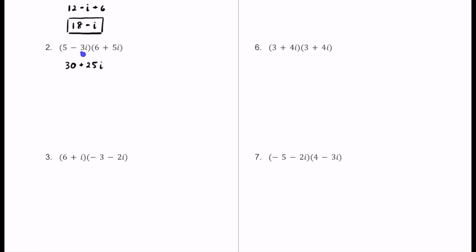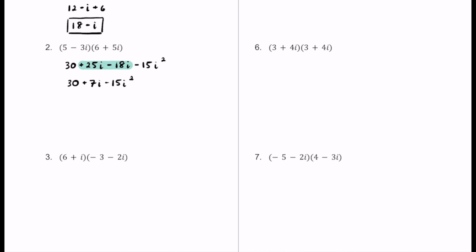Then we're going to take -3i times 6. And that's going to be -18i. And then -3i times positive 5i. That's going to be -15i squared. Right, so in the middle, just like with quadratics, we have two of these like terms. So let's go ahead and combine those. So 25i minus 18i, that's going to be positive 7i. And then we have this minus 15i squared afterwards.